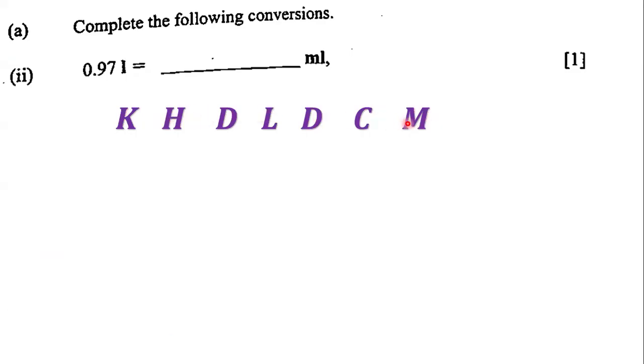Okay, cool. So we have 0.97 liters. This is not a 1. It might look like a 1, but this is 0.97 liters. I can't stress that enough. Put your answer in the chat. So it is 0.97 liters, and we want to convert that into milliliters.